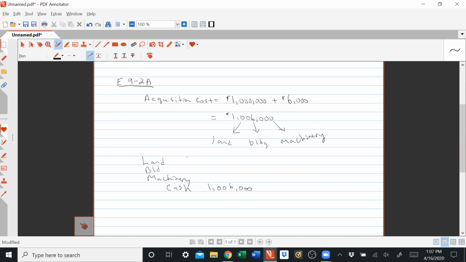And the question is, what's the debit to land? What's the debit to building? What's the debit to machinery? Is it 1/3, 1/3, 1/3? How do we choose the weights? So when you make a package purchase, that is, you purchase an asset for one amount, and that asset really is 3 assets, you have to decide how much of the amount to allocate to each asset.